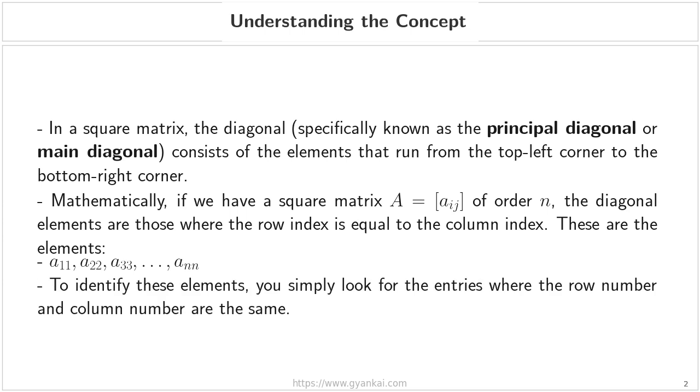In practical terms, to identify these elements, you simply need to look for the entries where the row number and the column number are exactly the same. Now that we have established that this concept applies exclusively to square matrices, let's dive into what the diagonal actually is. Once you are comfortable with this definition, we will move on to a step-by-step process to help you locate these elements accurately in any given matrix.